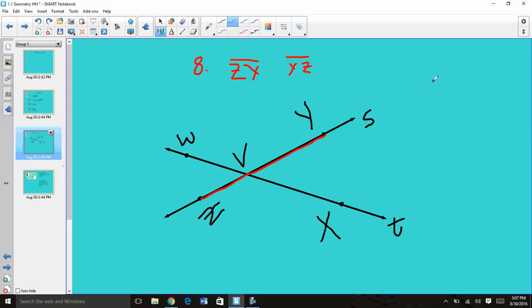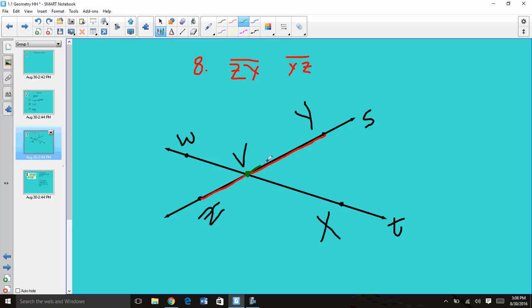Next up, name all rays with endpoint V. So we have V here in the middle. That's our endpoint. So our endpoint is where we start here. And where do we shoot off to? Which direction? We can actually shoot anywhere because V is in the middle.